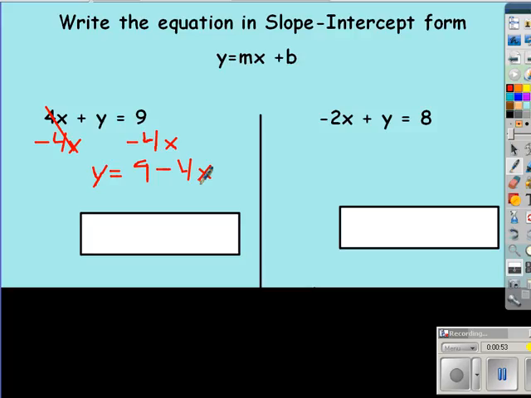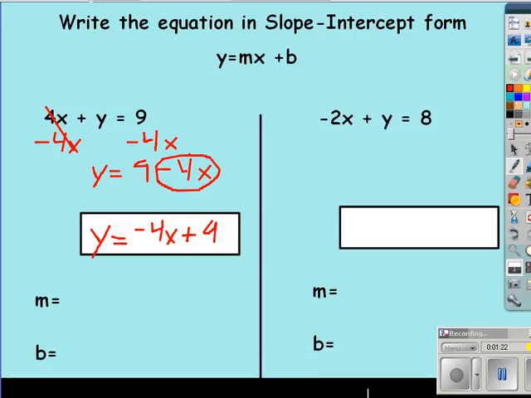We've got y all by itself. The only step that's left is it's not quite in the form y equals mx plus b. So all we have to do is rearrange the 9 and the 4x. My final answer is going to be y equals negative 4x plus 9, because that minus sign stays with the 4. And there's my y equals mx plus b form. At this point, we can now find m and b. M, my slope, is negative 4, and b, my y-intercept, is going to be 9.